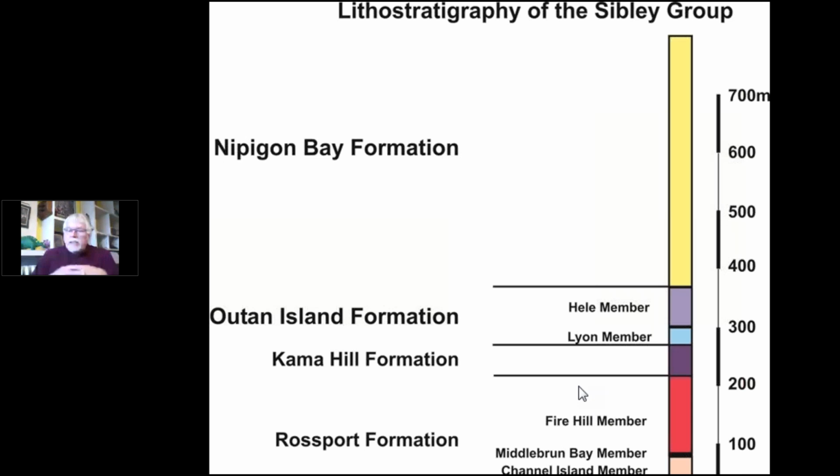We get deltaic progradation out into a water body, which we don't know if it's a lake or the ocean, but it's a big delta system. It's 200 meters thick. And on the delta top, we have a fluvial system. And it's that fluvial system that we're going to look at in core. So this is a core study.